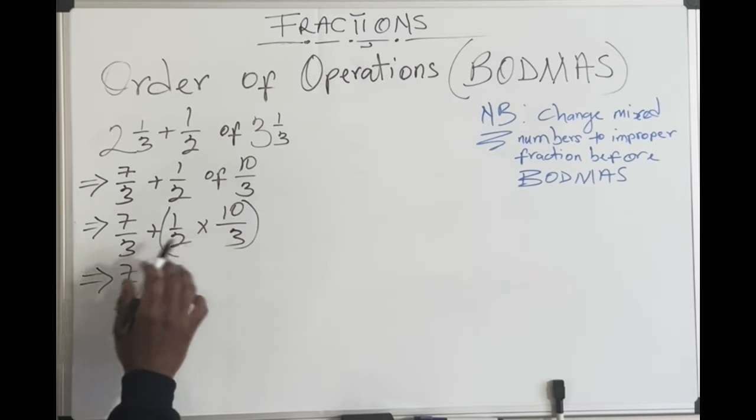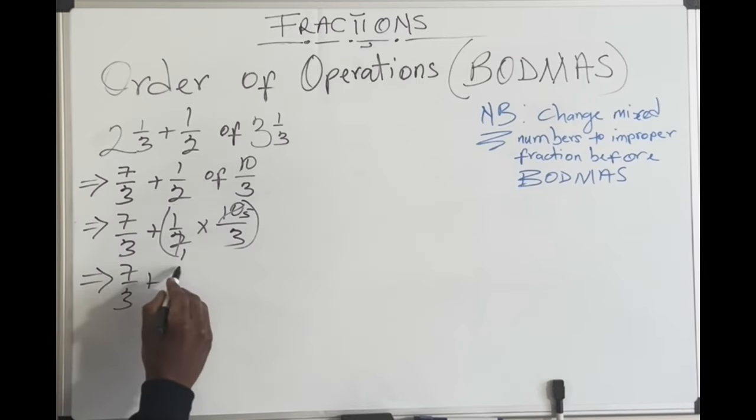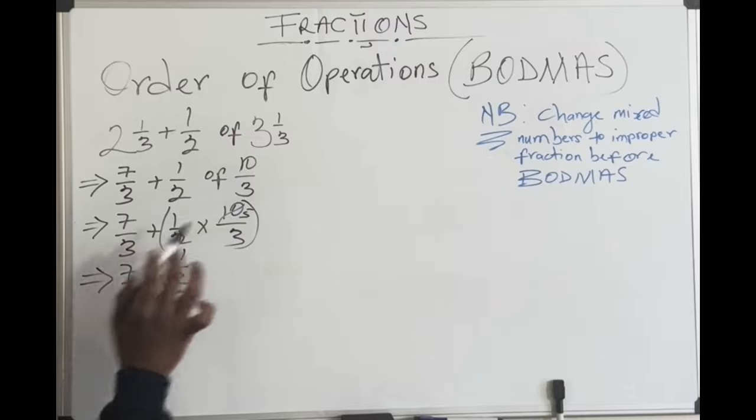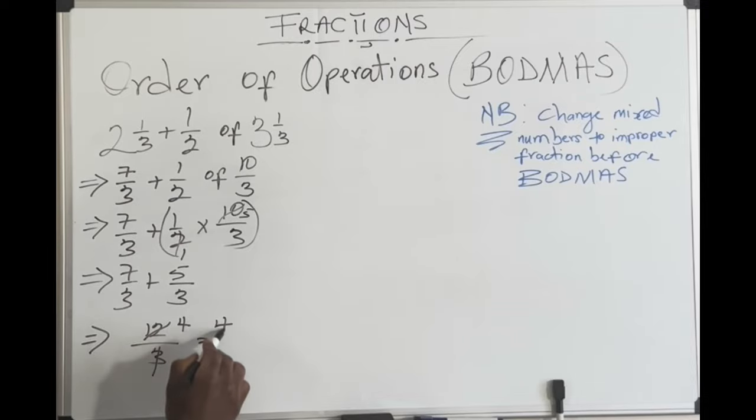Now let's see if there is any cancellation. 2 goes here, 1 goes here, 5. So we have 5 over 3 because 1 times 5 is 5, 1 times 3 is 3. We have the same denominator, so we can just pick 1 over 3, and then add 12. We can do cancellation. 3 goes here, 1 goes here, 4. So we have 4 over 1. Final answer is 4.